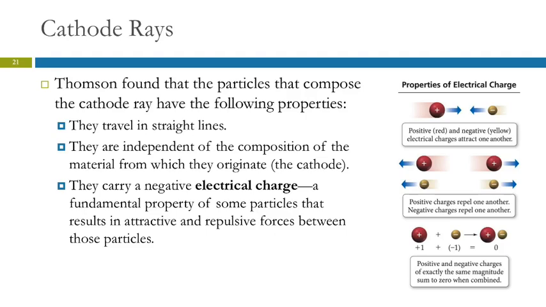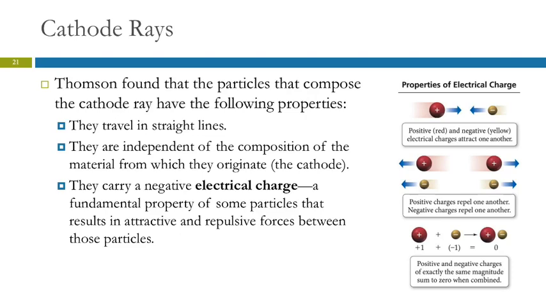Electric current is a flow of negative charge. So there was something that had a negative charge that was going from one end of this tube to the other. Negative charge is a fundamental property of some particles.